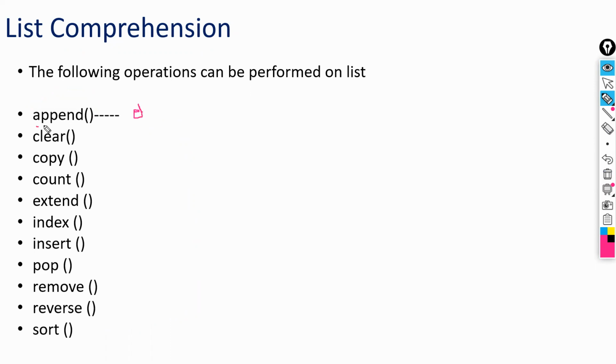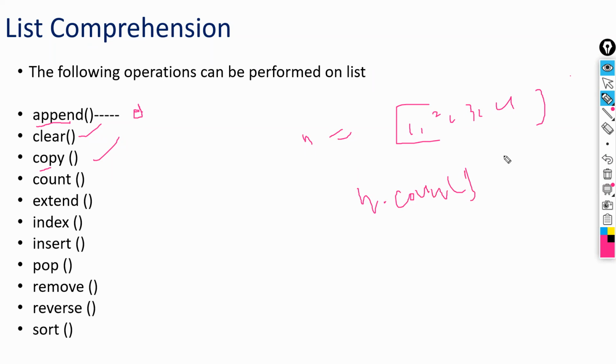You can see the append function only for a list. And if you want to clear, or if you want to copy, you can copy. If you want to count how many elements are there, for example, there are some values 1, 2, 3, 4, 5, simply take the identifier n dot count. It counts. If I want to count how many 2s are there, you can represent 2. It counts 2 values in this.